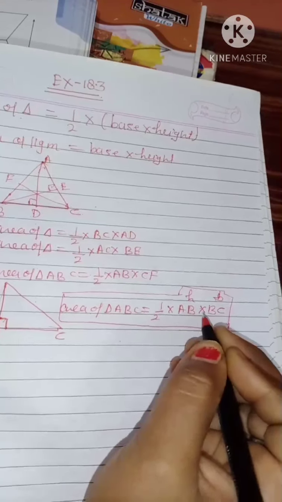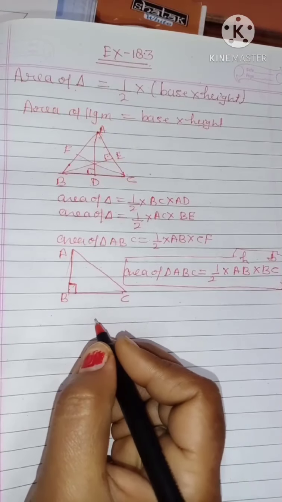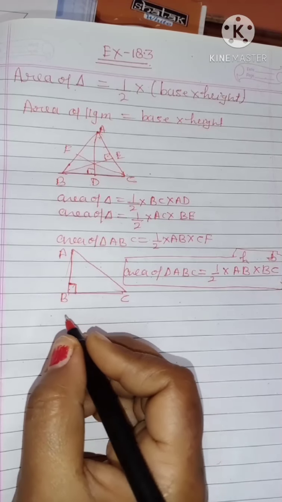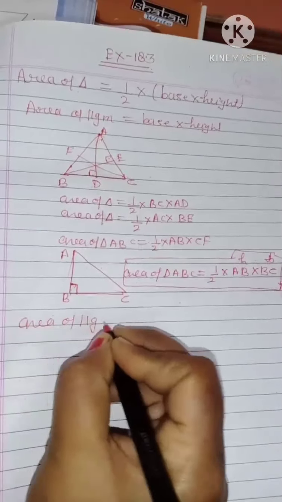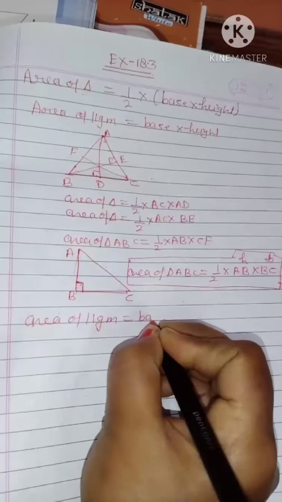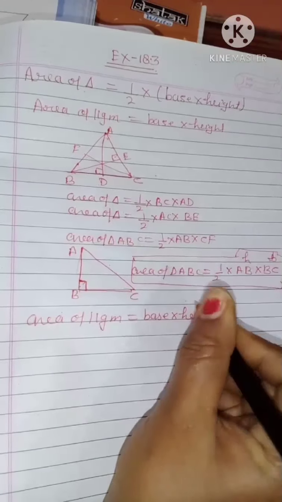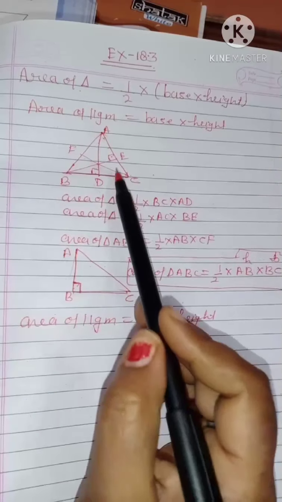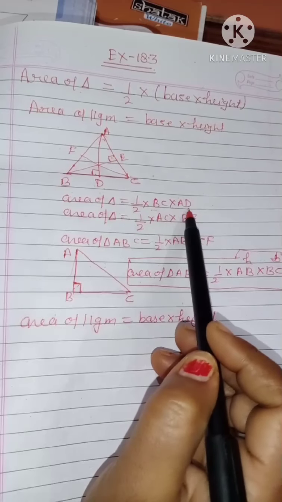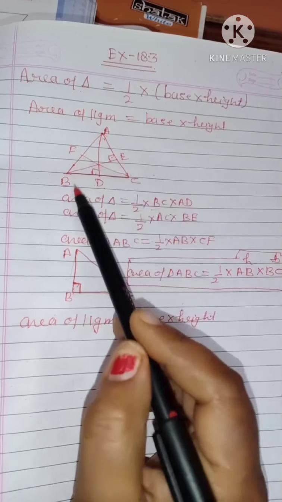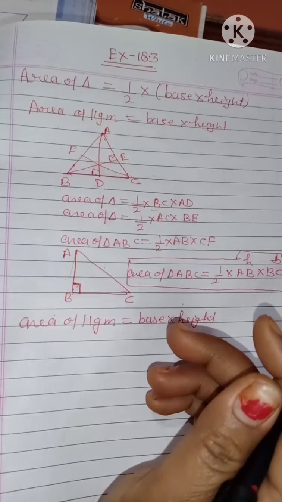Different kinds of questions will come in this chapter, in this topic. Now we are going to learn in the same way. Area of a parallelogram is always equal to base into height. For the same triangle, if different bases and different heights are given and we calculate the area of the triangle, then it should be equal.